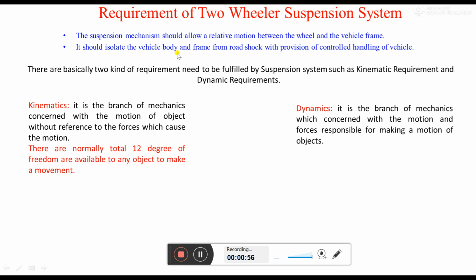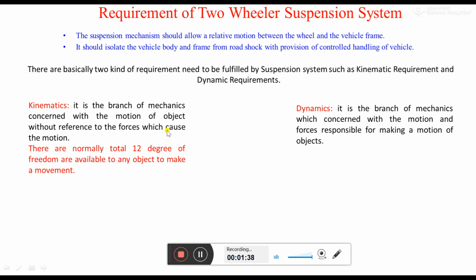There are basically two kinds of requirements to be fulfilled by the suspension system: the kinematic requirement and the dynamic requirement. So what is kinematics? It is a branch of mechanics concerned with the motion of objects without reference to the forces which cause the motion. It is the study of motion of objects without reference to force. We do not consider the force because of which the motion was created; we only study the motion. That science is nothing but kinematics.